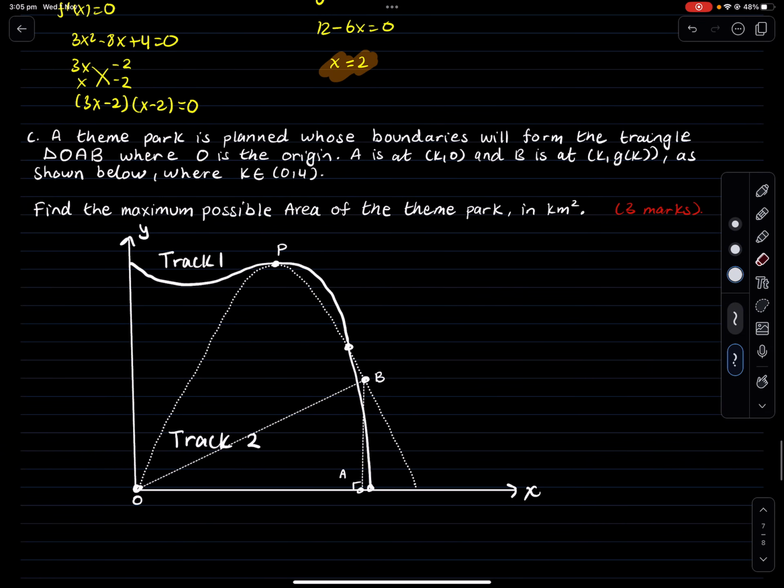All right. C, a theme park is planned whose boundaries will form the triangle OAB. Okay, so it's here, O to A. So A is over here and B. Where O is the origin, so A is (k, 0). B is (k, g(k)), as shown below, where k is between 0 and 4. Find the maximum possible area of the theme park, so the maximum.